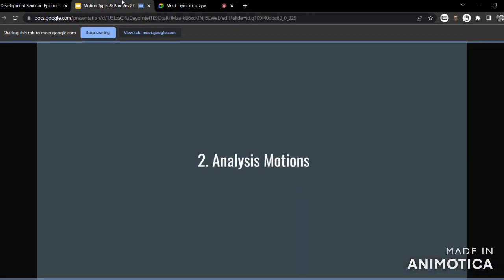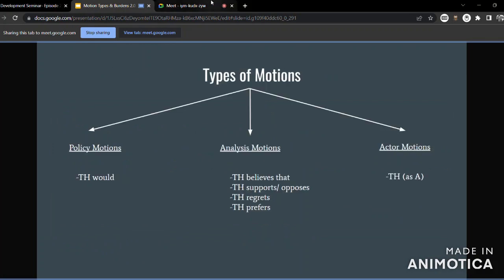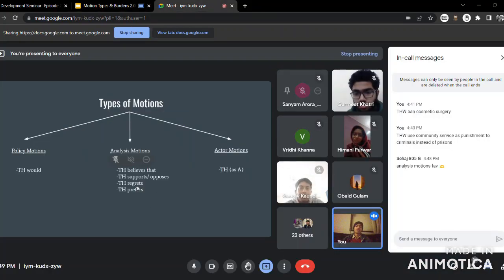Now we're on to analysis motions. Analysis motions are of multiple types, right? So even within analysis motions, there's this house believes that, this house supports or opposes, this house regrets, this house prefers. Even within these four types, some of them have further subtypes. This house believes that, you'll see two types of motions. In this house prefers, you'll see three types of motions, I think. But those are simple. So don't be afraid of how much you need to understand.